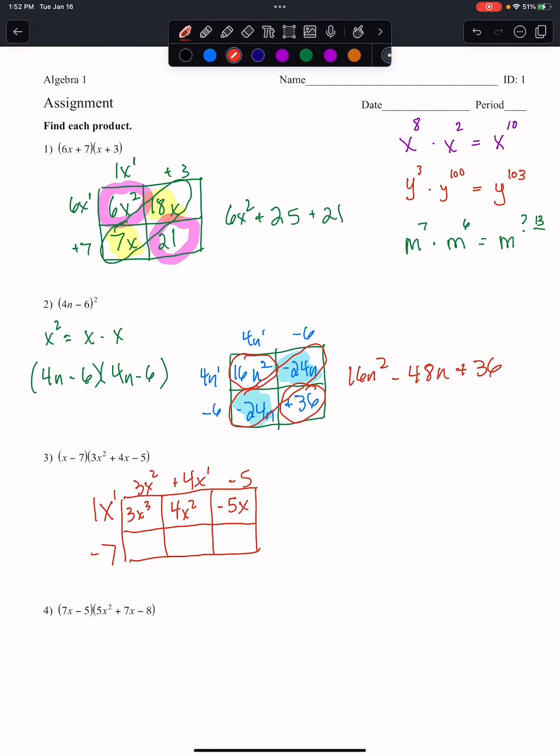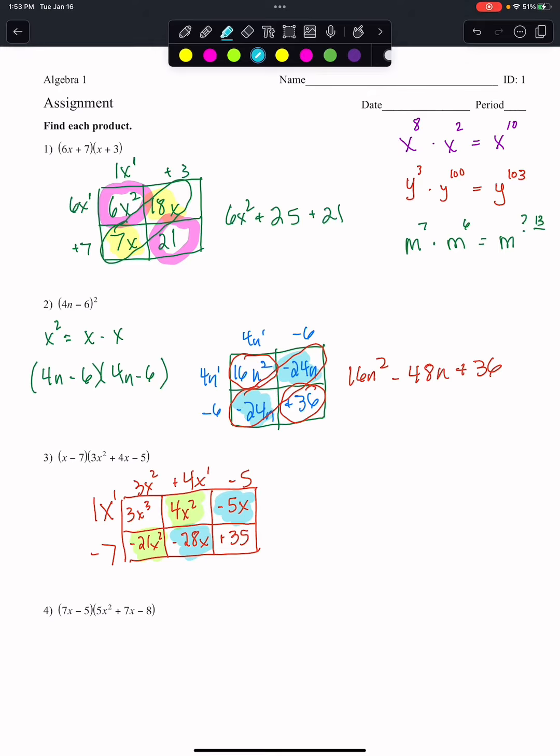And then I'm going to do the bottom row. Negative 7 times 3x squared is negative 21x squared. And then negative 7 times 4 is negative 28x. And finally, negative 7 times negative 5 is a positive 35. That's first. So we filled out all the boxes. Now, let's color in our diagonals. So here's one diagonal. And here is our second diagonal.